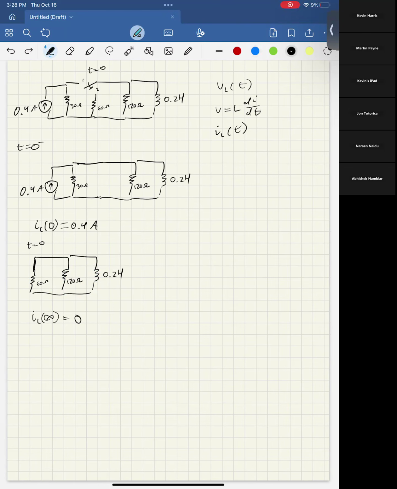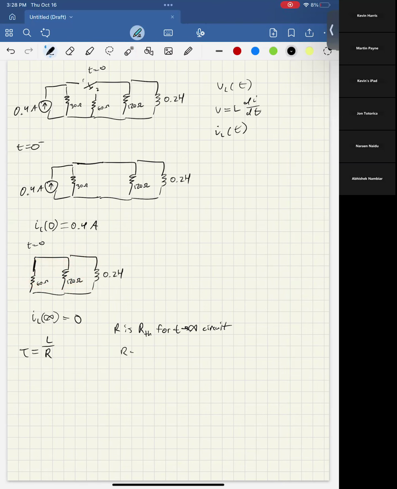Then last but not least, we need to find our tau, which we remember is L over R. And again, just like it was with the capacitors, it's the Thevenin equivalent resistance that the inductor sees. So in this case, it's drawn as easy as possible. R is RTH for the t goes to infinity circuit. If we start at one end of the inductor and look this way, you can go here or you can go here, and these two are in parallel.